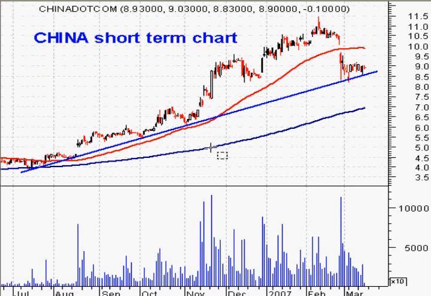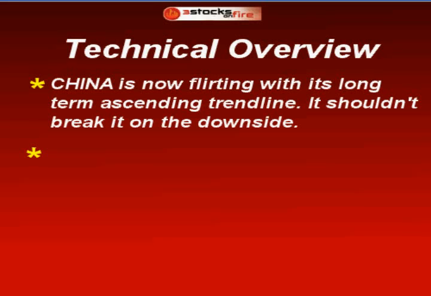Let's check the short-term chart. You can see that there's this important support, there's an ascending trend line, and China just touched it. It's really important the stock is able to bounce from these levels. The 200 day moving average is still coming up here at about 7. So there's plenty of support. The long-term trend is still bullish, but this gap here was really nasty, and well, it would be bad if the stock were to break this ascending trend line on a technical basis.